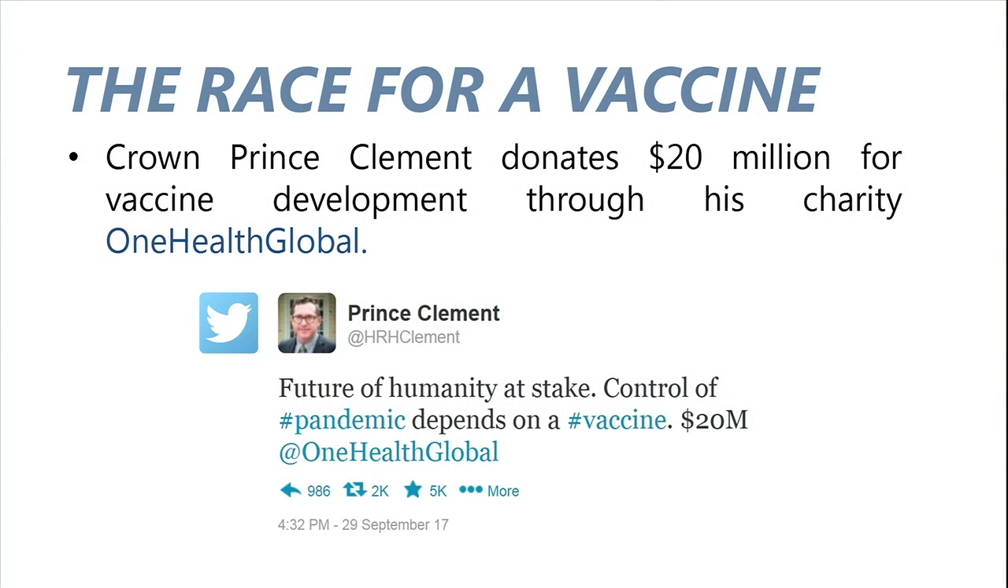The race for a vaccine is on. Crown Prince Clement, who's known as the People's Prince, he's loved among the population, donates $20 million for vaccine development through his charity, One Health Global. Future of humanity at stake. Control of pandemic depends on vaccine. $20 million at One Health Global.